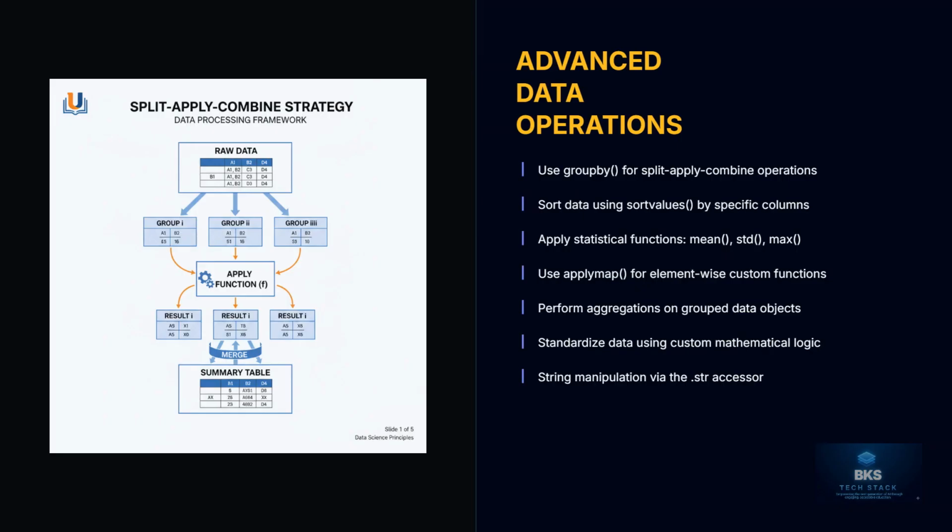Pandas excels at complex data operations. The groupby method is a powerful tool that implements the split, apply, combine paradigm, allowing you to group data by one or more keys, apply a function like sum or mean, and combine the results. Sorting is handled via sort_values, giving you control over the order of your analysis. For custom transformations, applymap allows you to map a function to every element in a data frame. You can also perform statistical analysis directly on data frames to calculate standard deviations or correlations. These operations allow for deep analytical insights and data standardization, preparing your dataset for machine learning models.